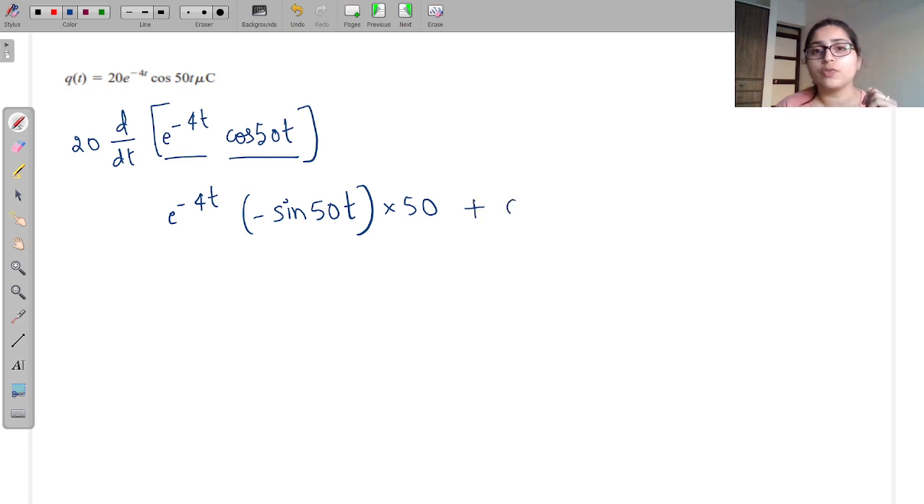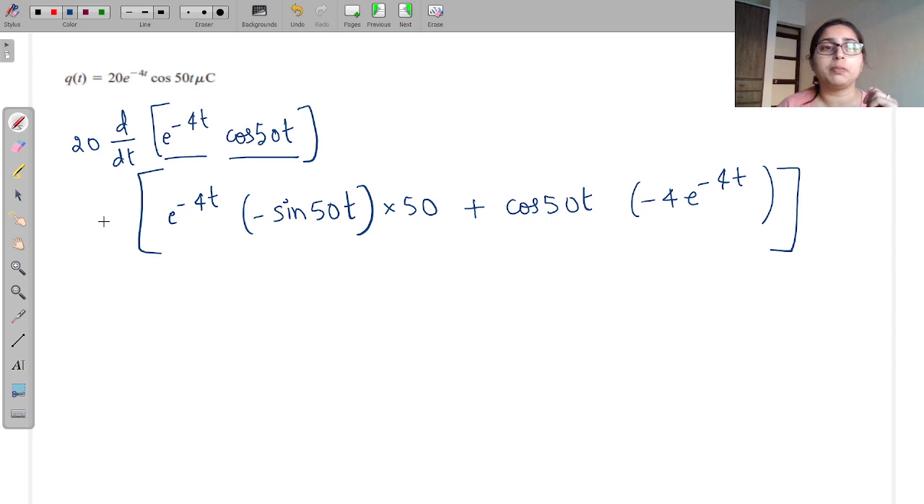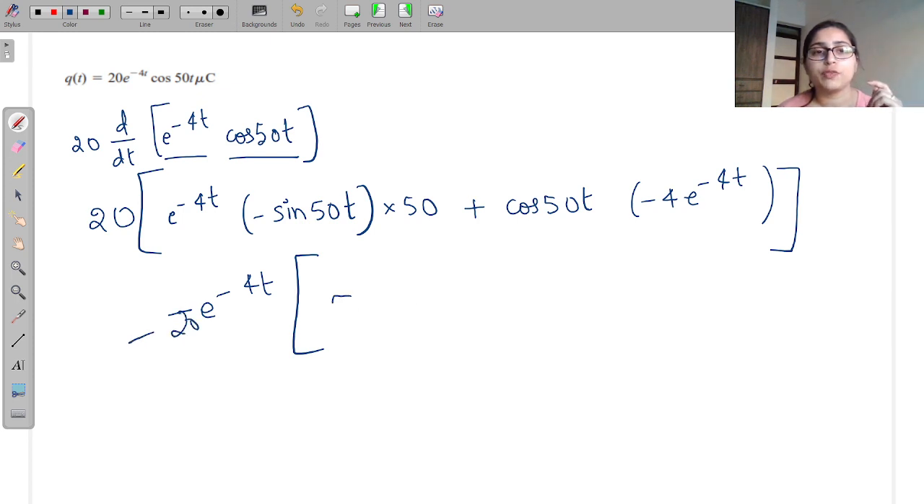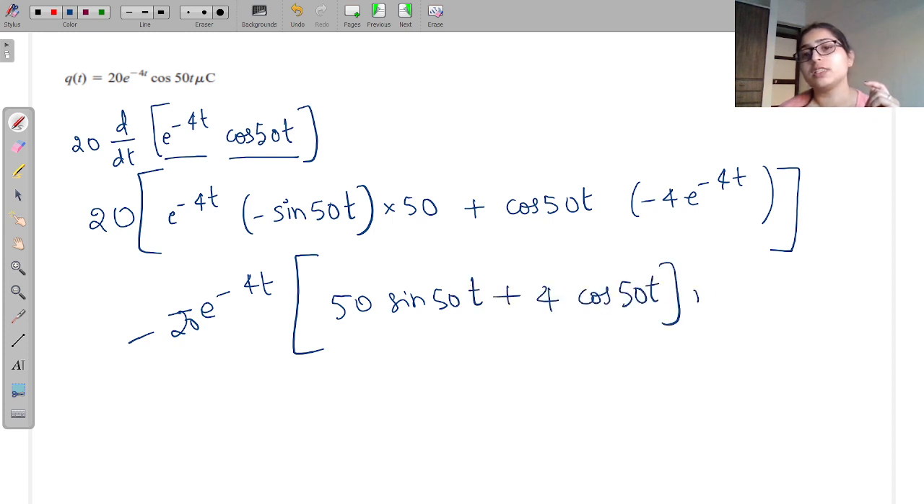Next I am taking cos 50t and I am differentiating e to the power of minus 40t. So it is minus 40 e to the power of minus 40t. So everything will be multiplied by 20. Okay, so now e to the power of minus 40t is common. So now I can take minus also common. So 20 is also common. So it is 50 sine 50t plus 4 cos 50t. So this is nanoampere.